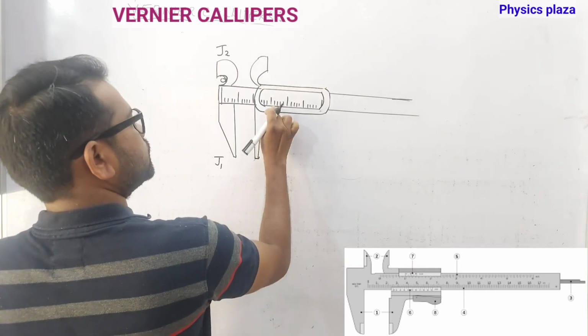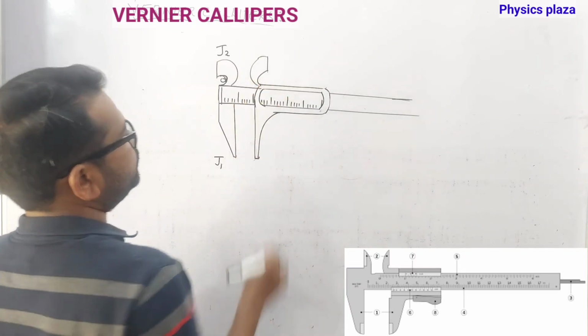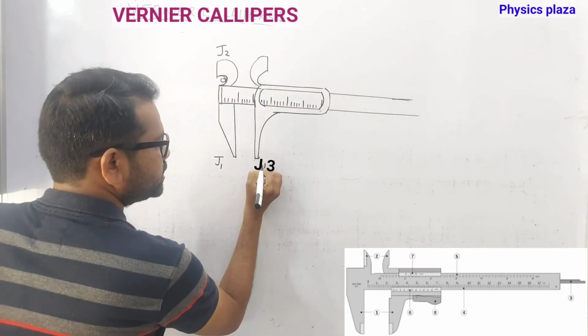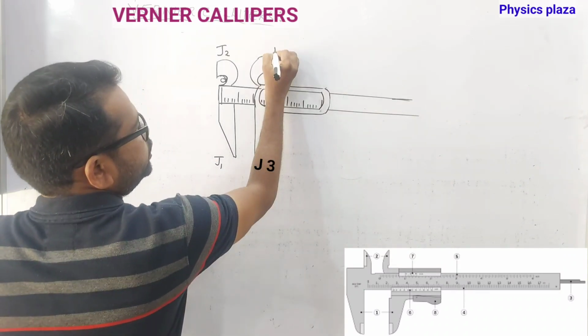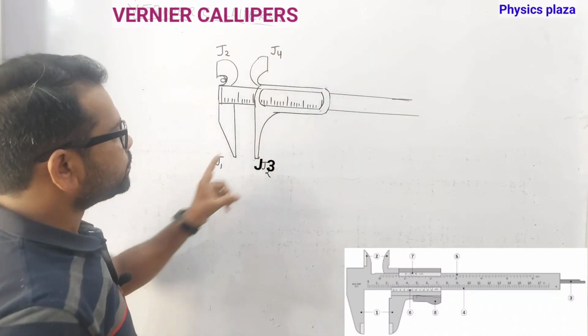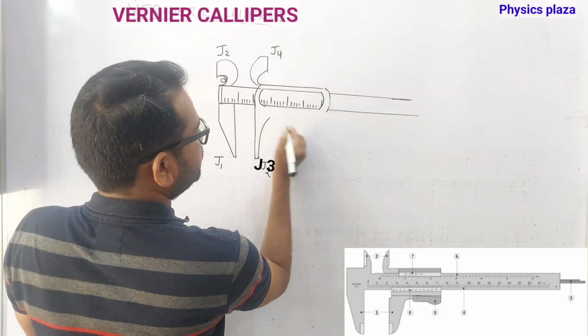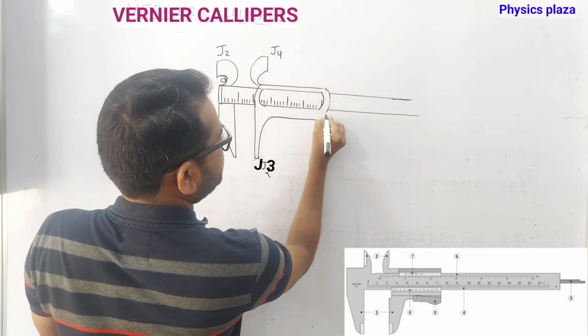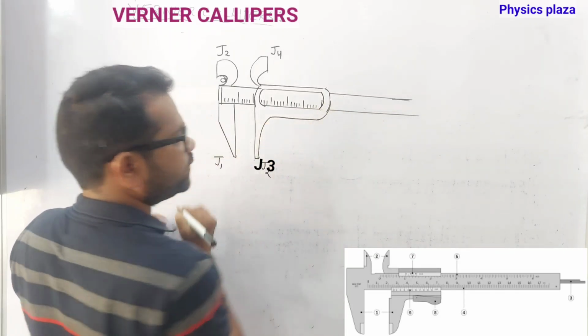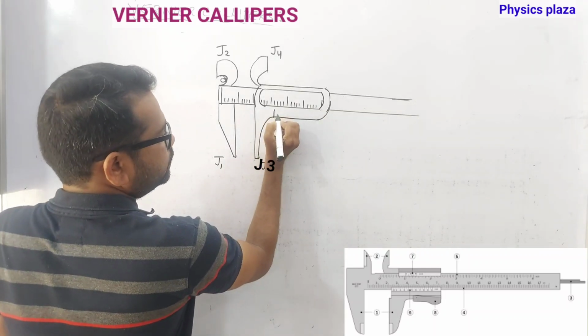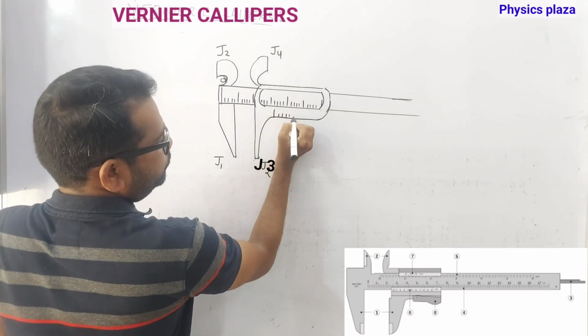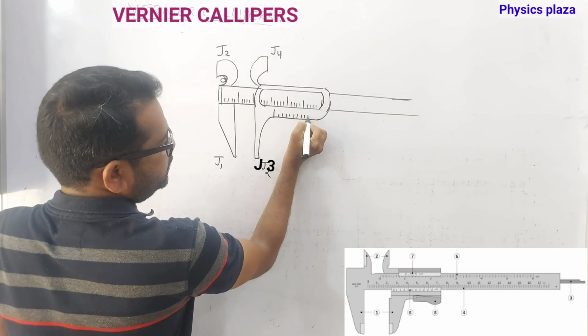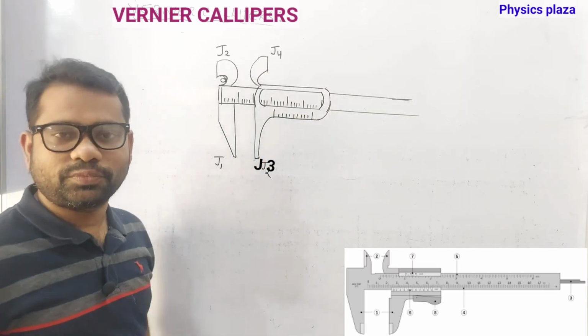Yeah. So children, this is how we can make it. Here you can name it J2 and J4. Children, if you can see, this is the Vernier scale. Again I am telling you, it's a Vernier scale, on which 1, 2, 3, 4, 5, 6, 7, 8, 9, 10 divisions will be there. Try to understand.